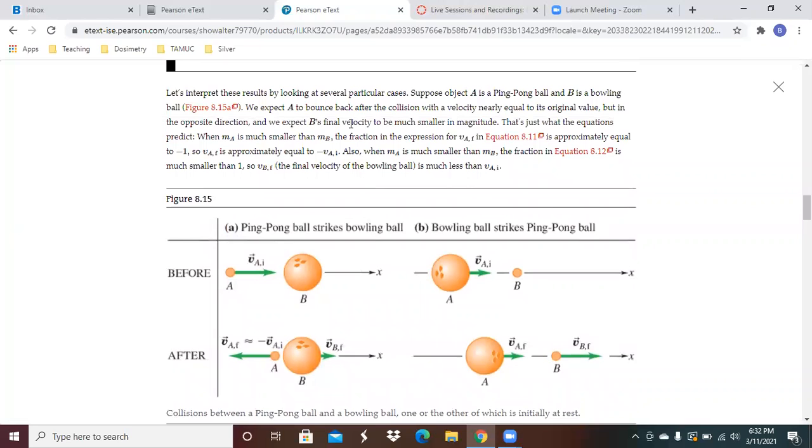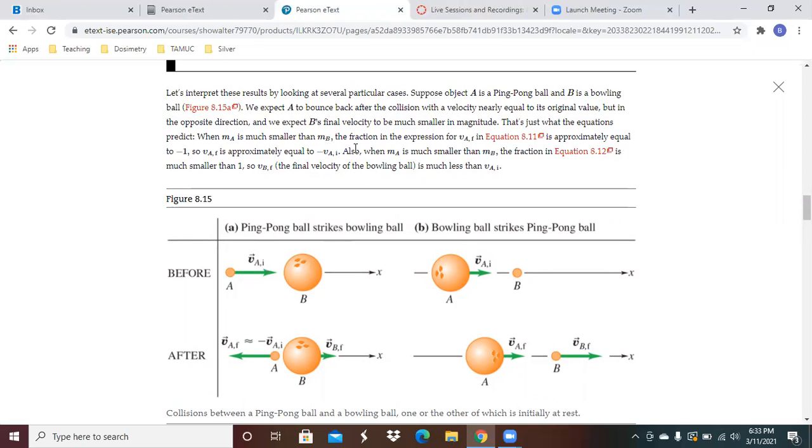So if we look at particular cases here, we're going to say that object A is a ping pong ball, and object B here is a bowling ball. We're going to expect A to bounce back after the collision with a velocity nearly equal to its original value, but in the opposite direction. And we're also going to expect B's final velocity to be much smaller in magnitude. And that's just what you get when you go through the equations.